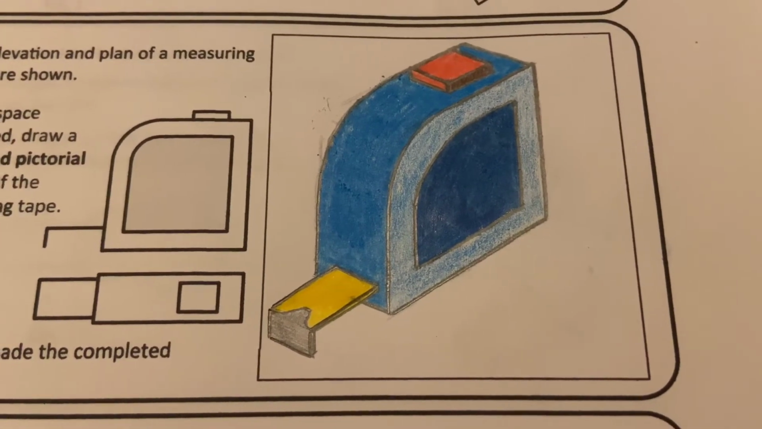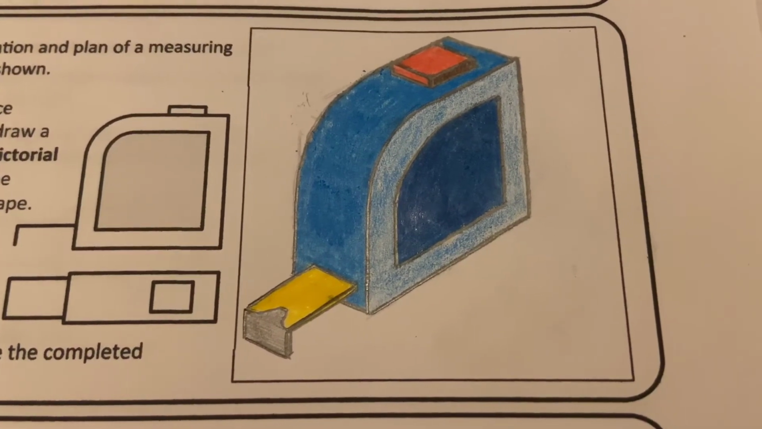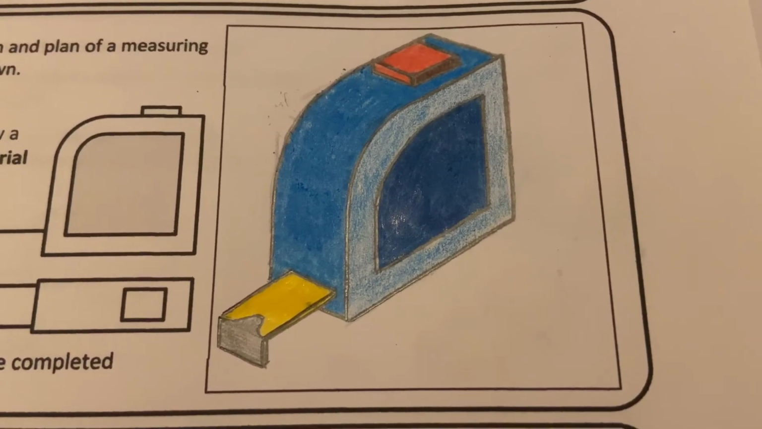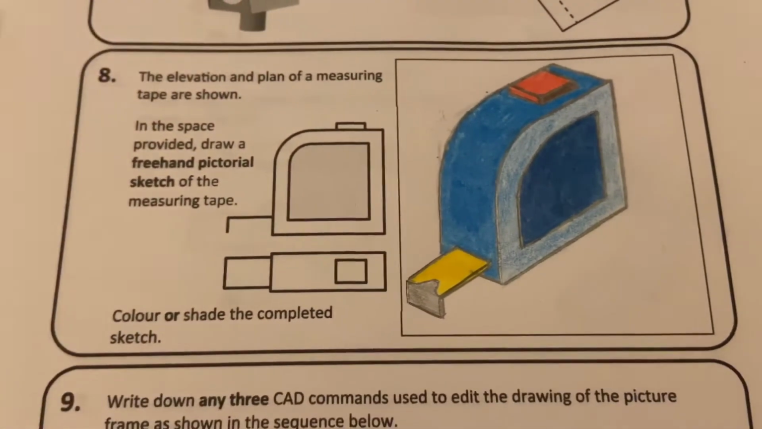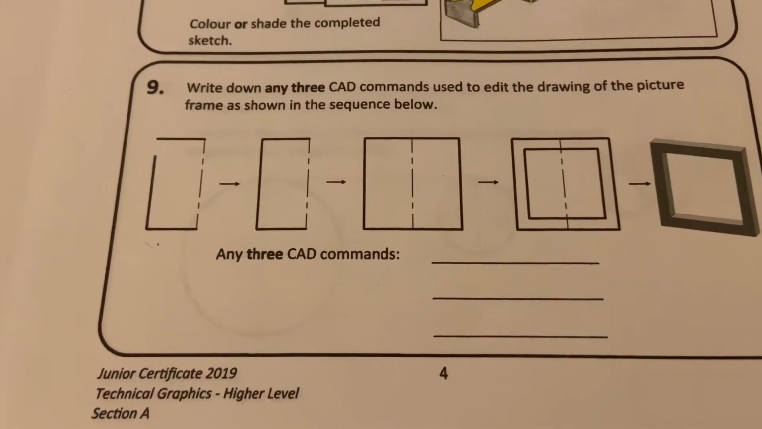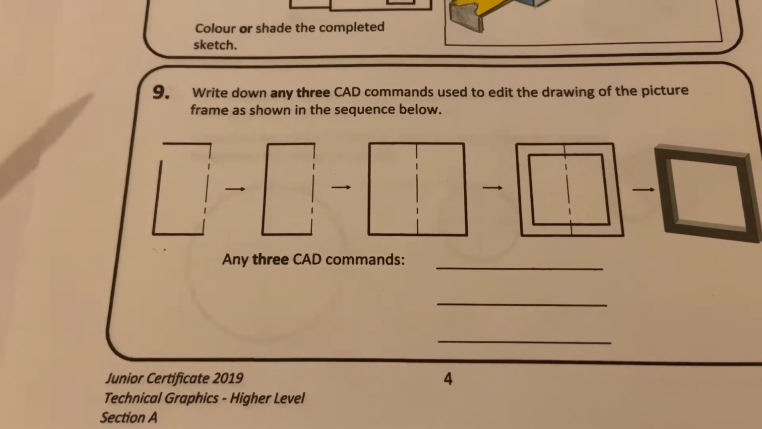So once you have your sketch done, you apply the color and the shade to it to make it look as realistic as you possibly can. And that then completes question 8, which is the sketching question. So, the CAD commands.